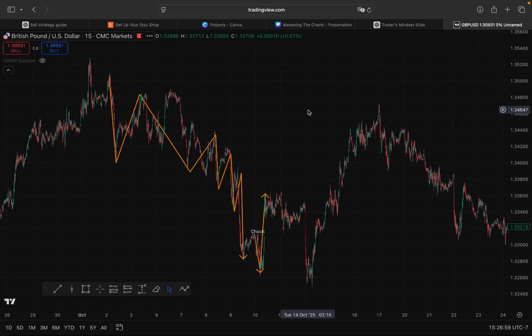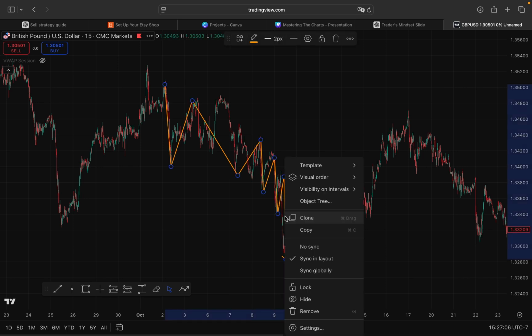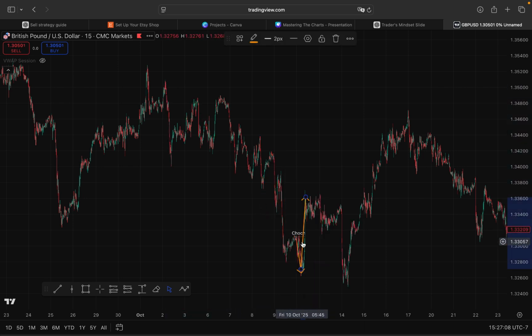So now that you guys understand what market structure is, the uptrend, the downtrend, and the consolidation, and now that you know how to spot clean phases of the market, which is the impulse and the correction, and can also spot trend shifts, the change of characters that I just mentioned, we will then move into price action and confirming the trades.